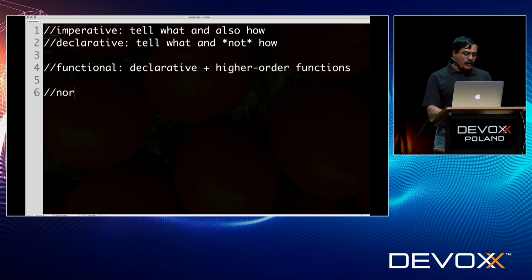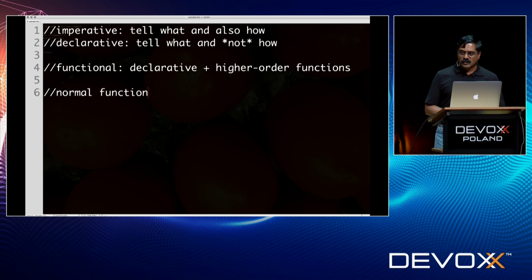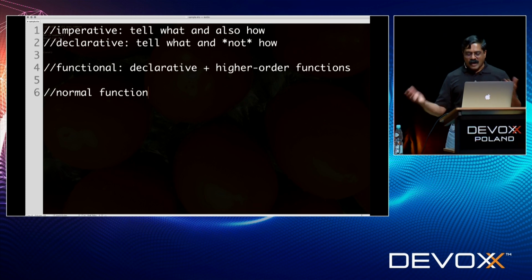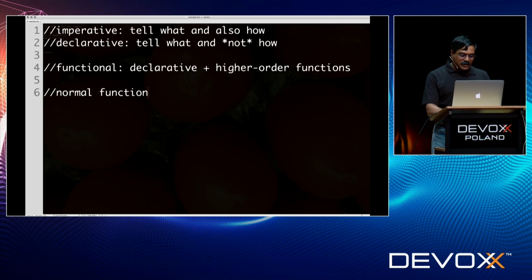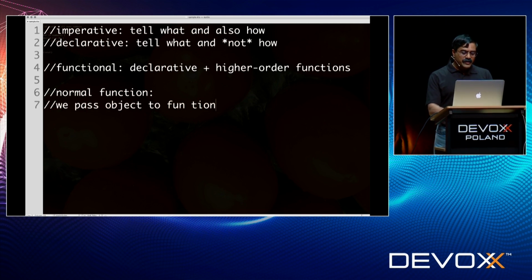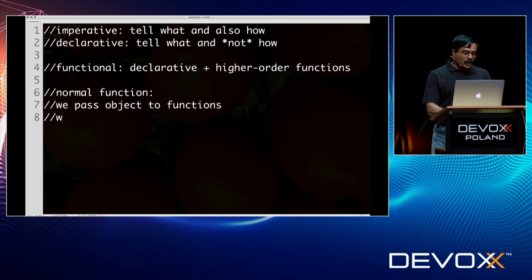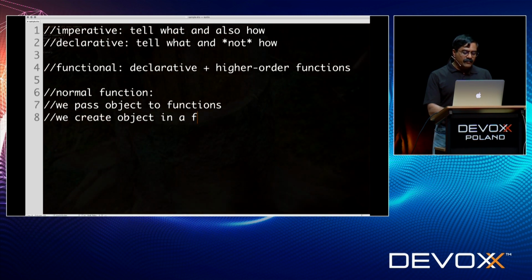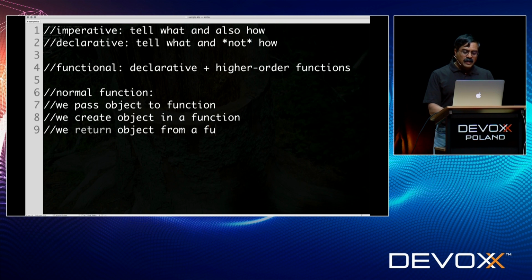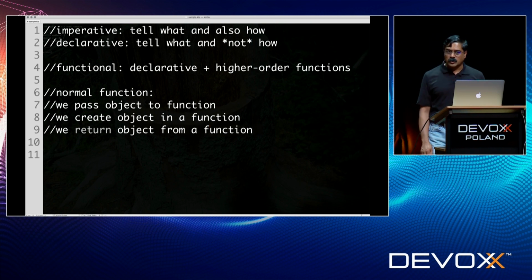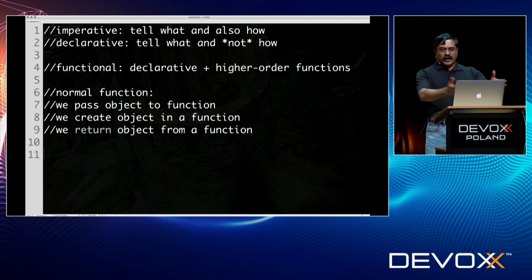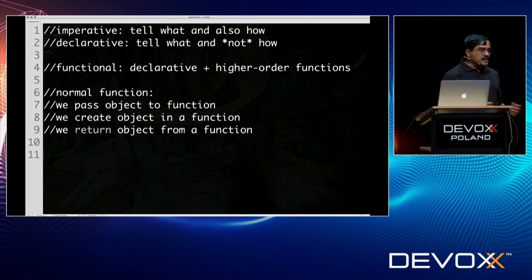Well, I'm going to say, first of all, normal functions. I don't even know if it's right to call something a normal function, well, non-higher order functions. So a normal function or regular function, what does it really mean? Well, we pass objects typically to functions. And we do this all the time. We pass objects to functions, and so these are normal functions. We create objects in a function. So we do this also quite often. And then finally, of course, we return objects from a function. And these are the things we normally do when it comes to programming. We pass objects to functions, we create objects within functions, we return objects from functions as well.